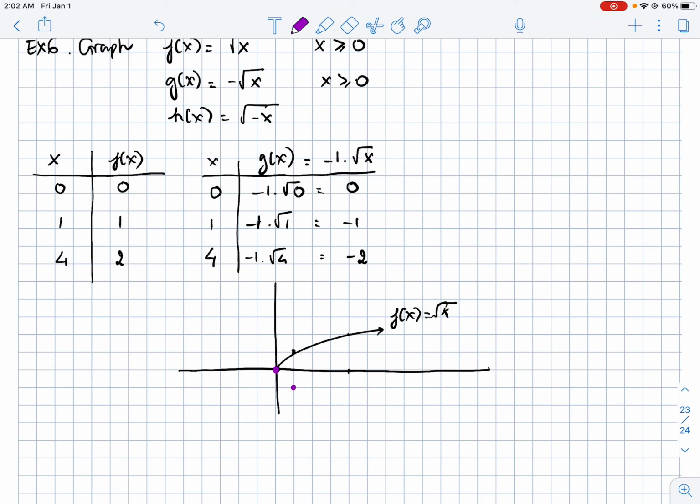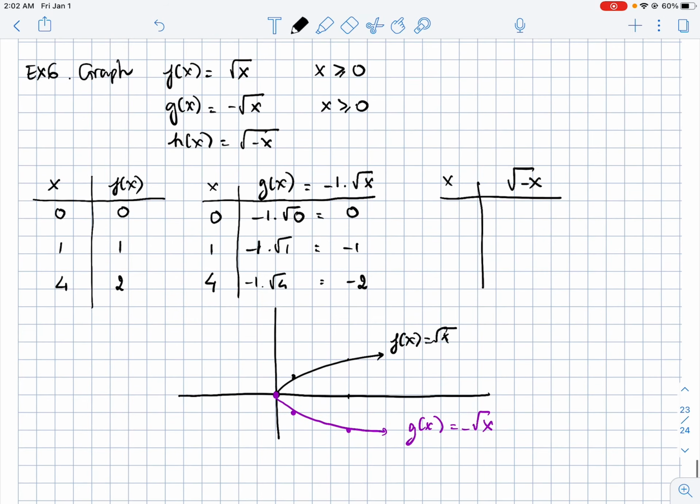I use the purple color to graph the function g of x. So we have (0, 0), (1, -1), and (4, -2). So g of x equals negative square root of x.